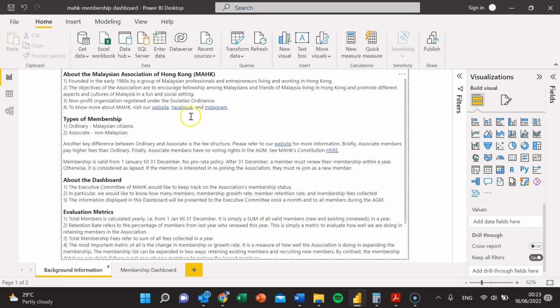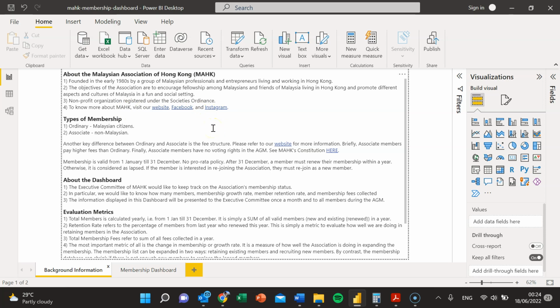Briefly, MAHK was established more than 45 years ago by a group of Malaysians living and working in Hong Kong. MAHK is essentially a social club. The executive committee members organize social events for members to have fun together. It is a non-profit organization established under the Society's Ordinance. To learn more about MAHK, please visit their website and social media.